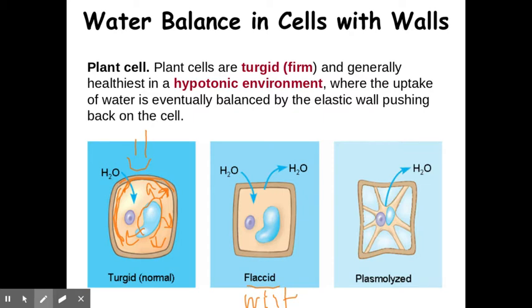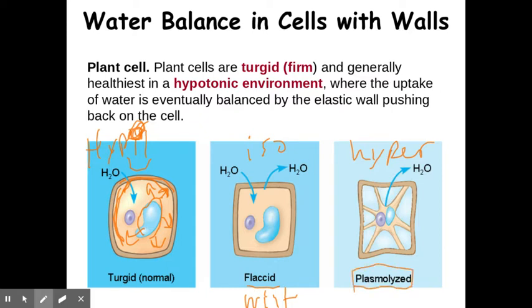Okay. Then if we get into the hypertonic, so hyper, let me label the other ones. This was iso and this was hypo, not hyper. If we get into the hypertonic, this cell is what we would call plasmolyzed.